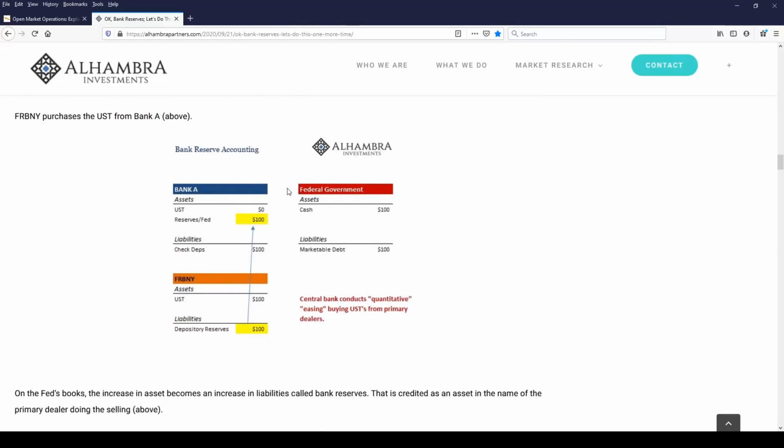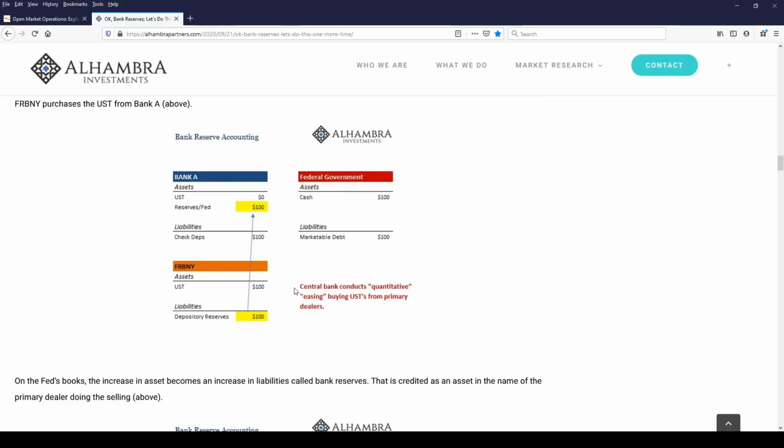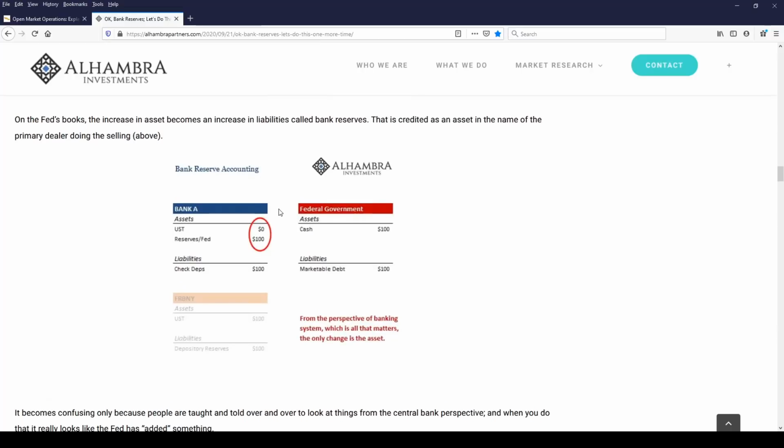Let's go to the next step. Now, the central bank conducts quantitative easing here, and they're creating that reserve asset, and that is a liability. So this reserve asset is a liability to the Fed, and it becomes an asset to the bank. So you'll notice that not much has changed here. The bank still has $100 as an asset. The side of the federal government hasn't changed either.